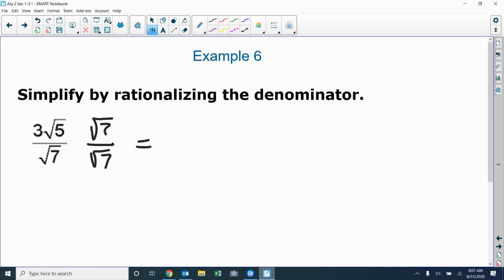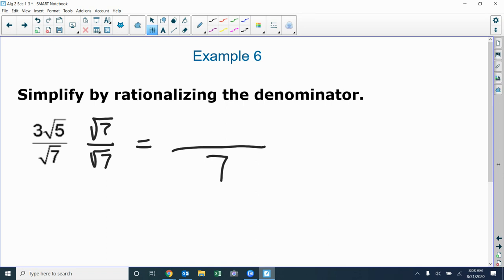Now, if you get a little better, I'm just gonna skip this step on the bottom. Because I know the square root of 7 times square root of 7 is the square root of 49, right? So I don't need to write that out anymore. Does everybody understand what I'm saying? I just know it's gonna be what down here? 7. Because I've accomplished my goal, I wanna get rid of the radical. That's what rationalizing is. Everybody good?